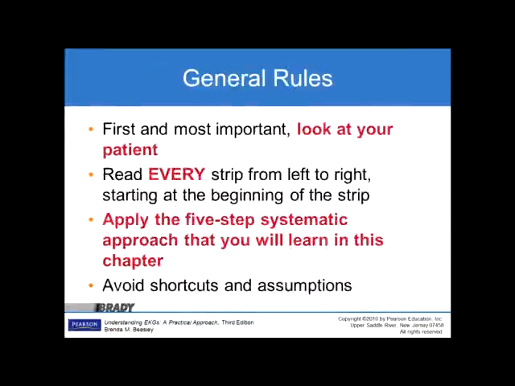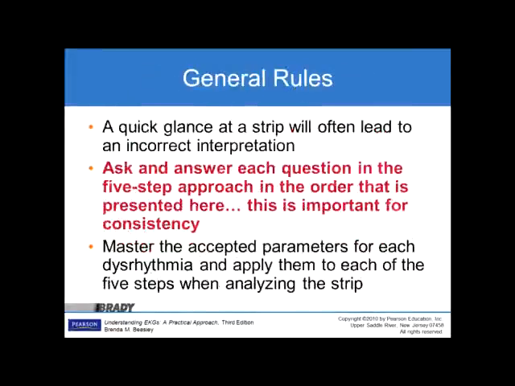General rules. The first and most important, look at your patient. Read every strip from left to right, starting at the beginning of the strip. Apply the 5-step systematic approach that you will learn in this chapter. Avoid shortcuts and assumptions. A quick glance at the strip will often lead you to an incorrect interpretation.